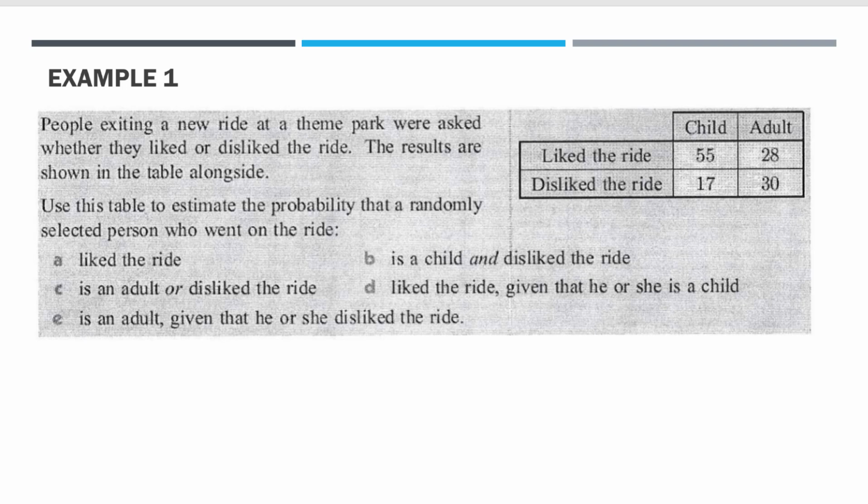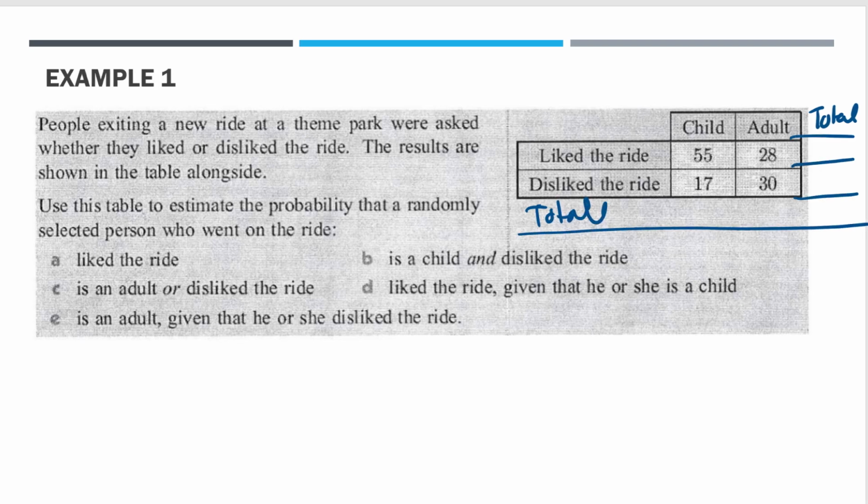People exiting a new ride at a theme park were asked whether they liked or disliked the ride. The results are shown in the table. Use the table to estimate the probability that a randomly selected person who went on the ride, A, liked the ride. Before we answer, it makes our life easier if we total these rows and columns. I'm going to put a total here.